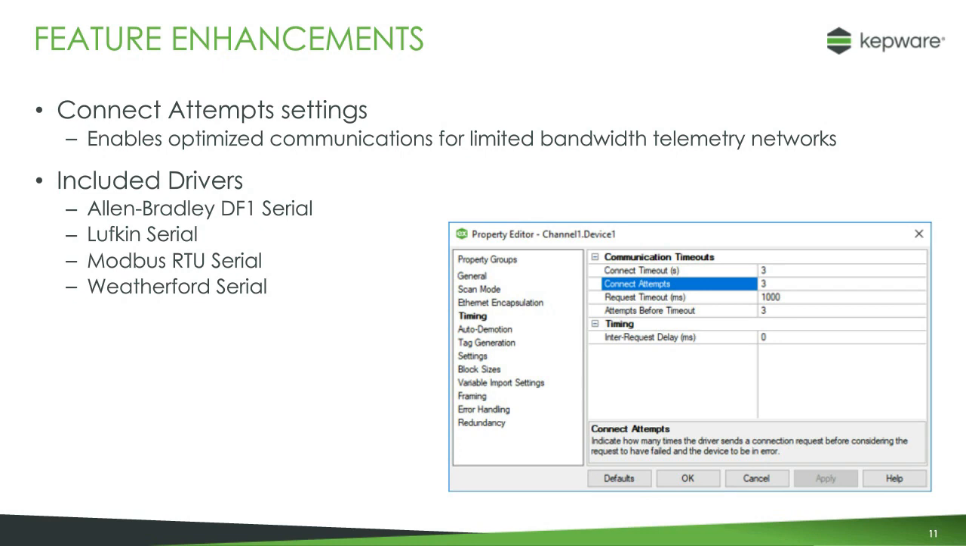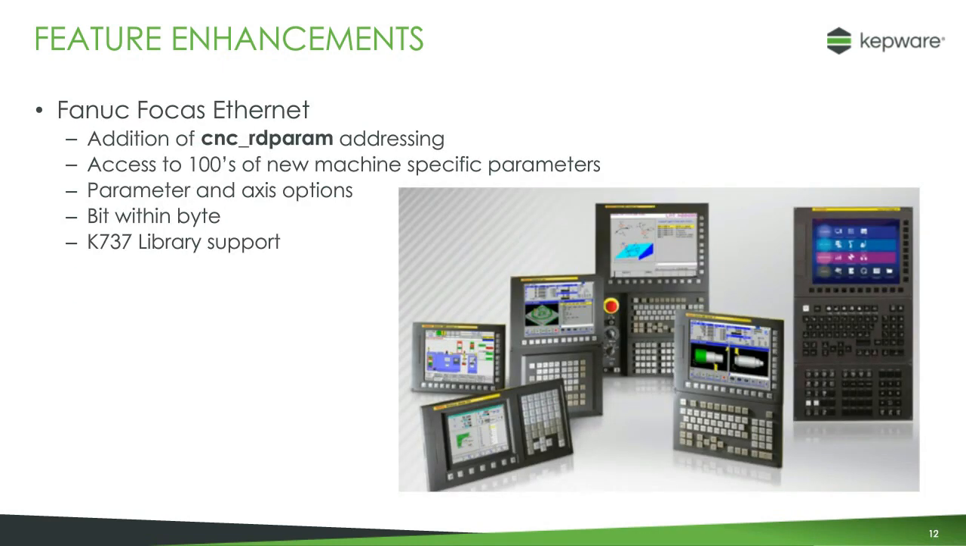Another enhancement we've done is associated with the Fanuc Focas Ethernet driver. This is a big one because we've had a lot of customers requesting new access to specific data types within their CNC machines. And we found that we could target a lot of information off of these controllers by going into what's called the CNC RD parameter, read parameter addressing space. So we've extensively shown how to do this within the help file for the driver, added a lot of new information there, and it's going to allow you access to hundreds of new machine-specific parameters.